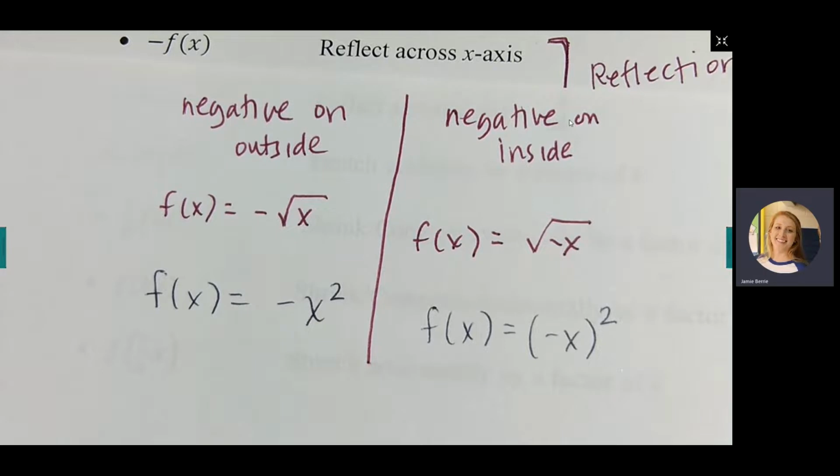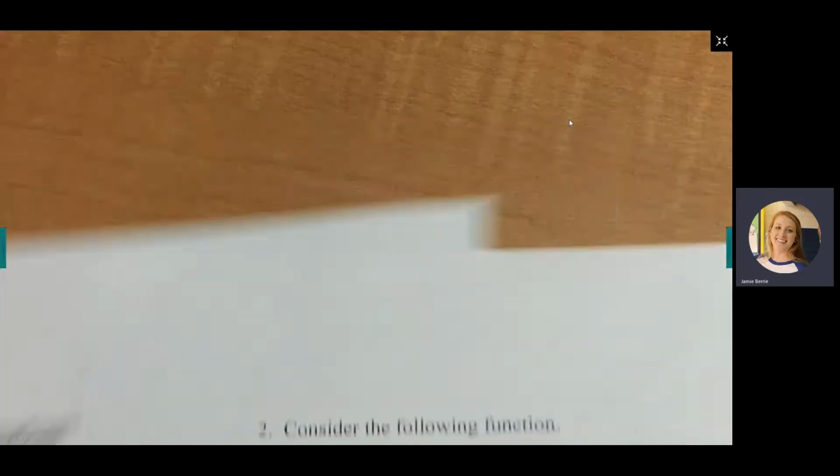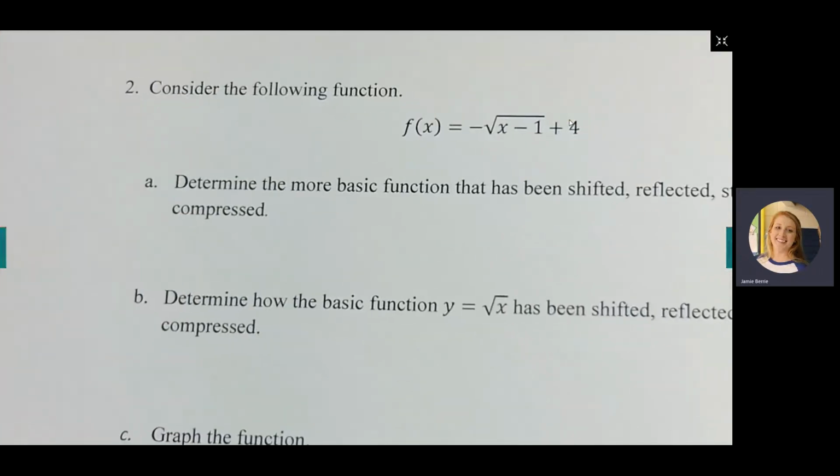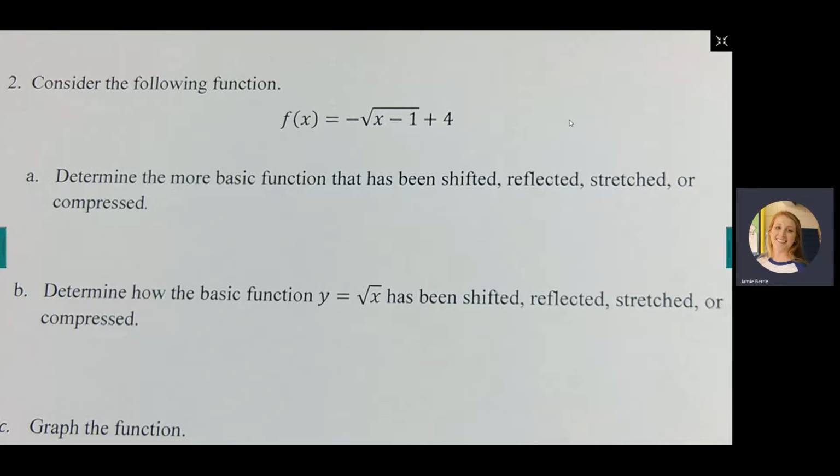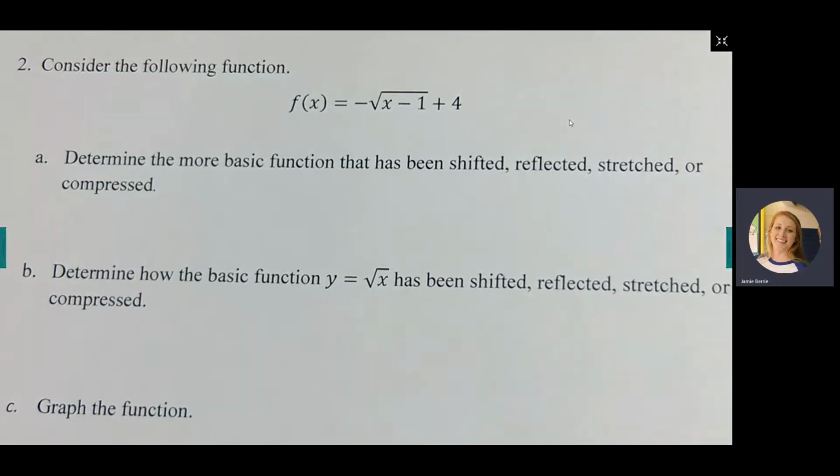All right, so let's look at an example with a reflection. Anytime you see a negative, you want to think reflection. All right, so here's our function for number 2. Consider the following function, f of x equals negative square root of (x minus 1) plus 4. Plus 4 is on the outside of the radical.